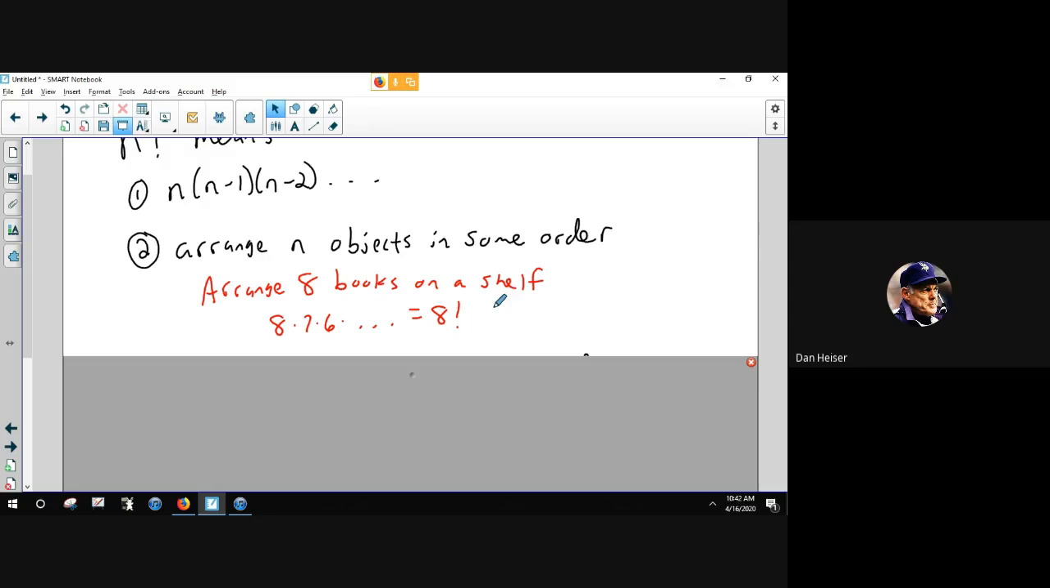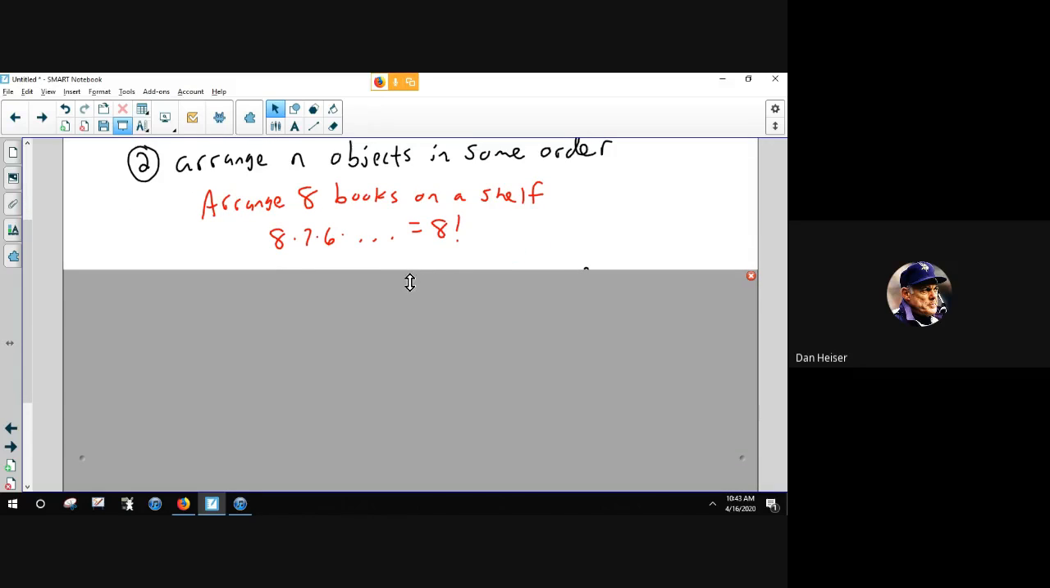In this class, there are 12 people. So when I made a seating chart back in January, I had 12 choices for who was going to sit in the first seat, 11 choices for who was going to sit in the second seat, and so on and so on. I was arranging a group of 12 in some order, and that ended up being 12 factorial. There are 12 factorial different seating charts I could have created.